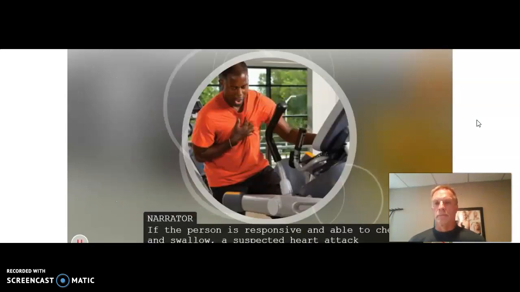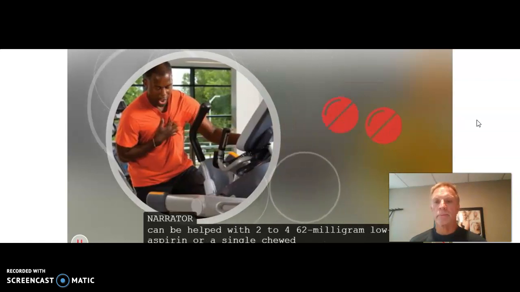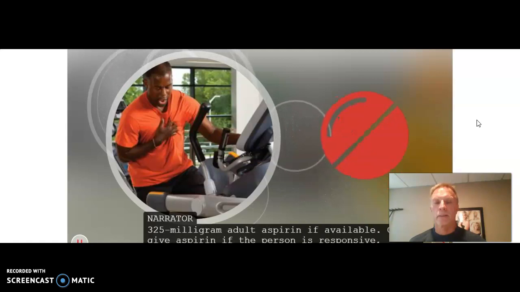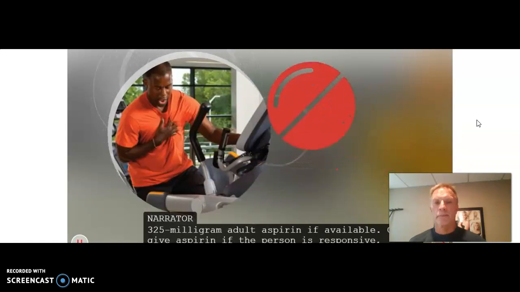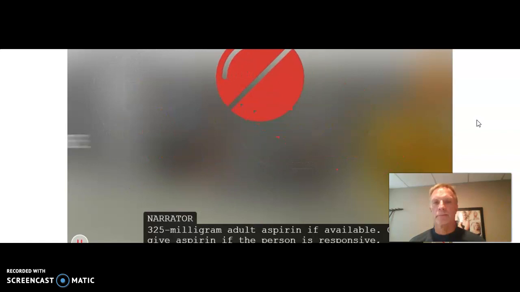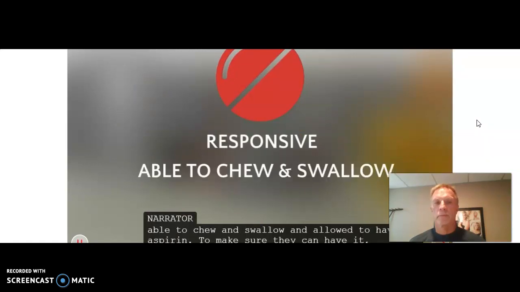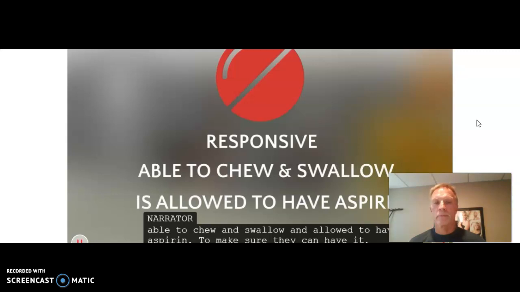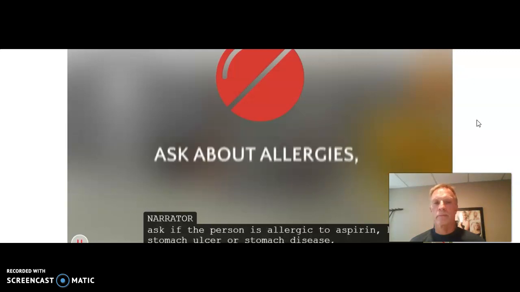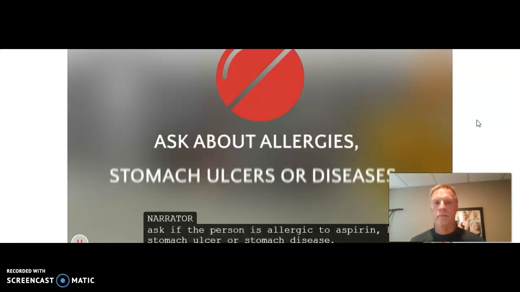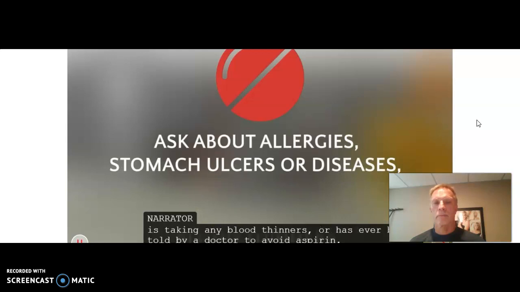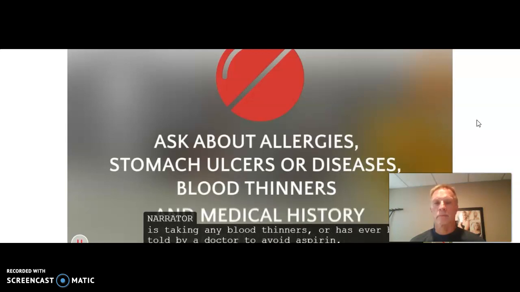If the person is responsive and able to chew and swallow, a suspected heart attack can be helped with 2 to 4 62 milligram low-dose aspirin or a single chewed 325 milligram adult aspirin if available. Only give aspirin if the person is responsive, able to chew and swallow, and is allowed to have aspirin. To make sure they can have it, ask if the person is allergic to aspirin, has a stomach ulcer or stomach disease, is taking any blood thinners, or has ever been told by a doctor to avoid aspirin.